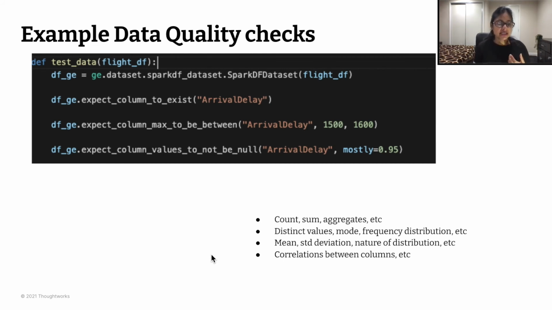So in this test, we are checking whether a column exists or not. We are saying that the max value of this field, arrival delay, is between 1500 and 1600. The other thing we are checking is that 95% of the column values are not null. Sometimes when you're doing certain analysis, it's fine that some of the values are null, but you want to maintain a certain percentage. There are other types of tests like aggregation, frequency distribution, mean, standard deviation, and correlation between columns, which based on your data you can also test.